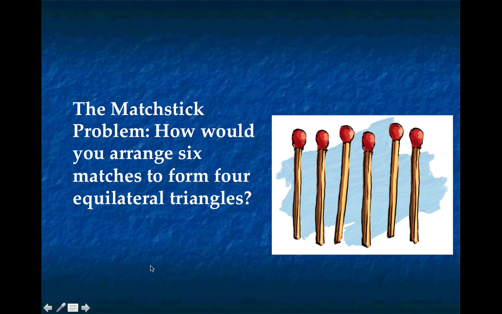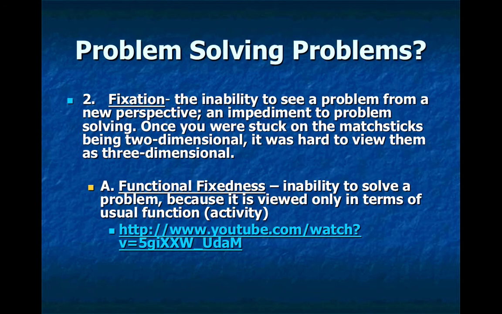What you find is a lot of times people don't look at it two-dimensionally, and they might exhibit what's called fixation, which is the inability to see a problem from a new perspective. And it is an impediment to problem solving. So fixation is kind of the overall heading, where functional fixedness and mental set are like a subcategory of it. So once you were stuck on the matchsticks being two-dimensional, it was hard to view them as three-dimensional. You'll have to look in your book for the answer if that doesn't make sense.